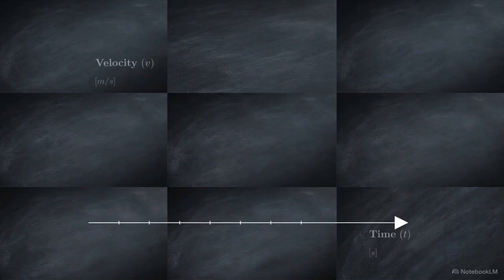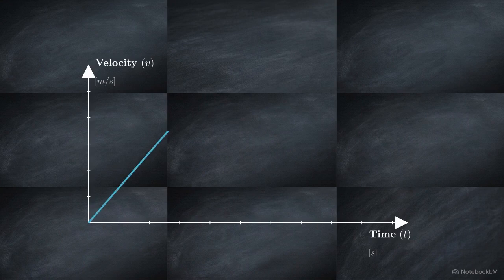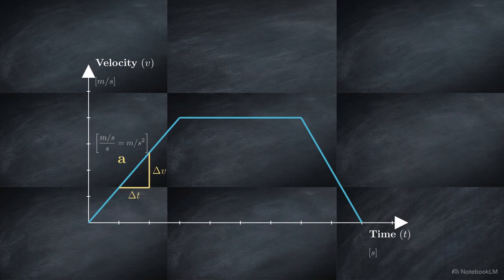This graph plots velocity against time, providing a visual record of an object's linear motion. The steepness, or slope, of this line represents the change in velocity divided by the change in time. Therefore, the slope of a velocity time graph is the measurement of acceleration. An upward slope indicates positive acceleration, while a downward slope indicates the object is decelerating.